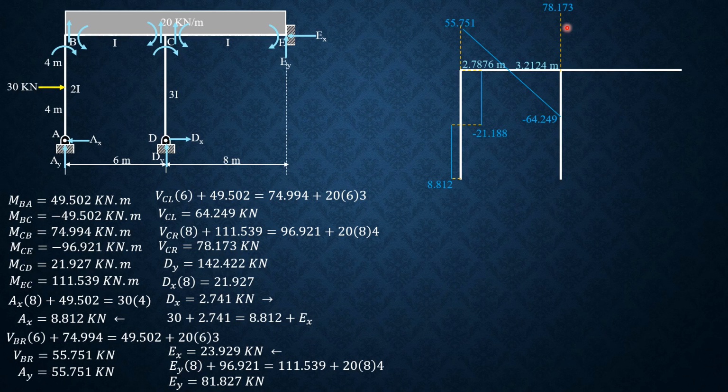78.173 minus 20 times 8, same line. So it should be EY in magnitude, and it is negative 81.827. It's correct here. This distance is 78.173 divided by 20.